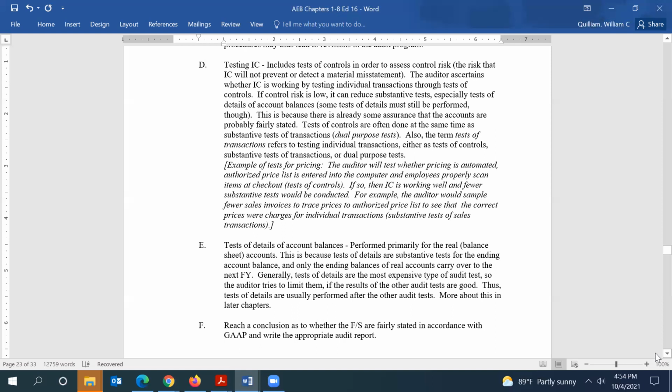And test controls are often done at the same time as substantive tests of transactions. If we do, we call those dual purpose tests. For example, at the same time that we take those individual sales transactions and trace them to the sales journal to make sure there are no posting errors, that, by the way, is the substantive test of transaction part. At the same time, we may as well do a test control. We can look for the credit approval number at that time. That would make that a dual purpose test. Combination substantive test of transactions and test controls. We'll kill two birds with one stone.